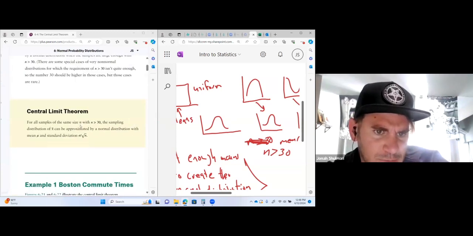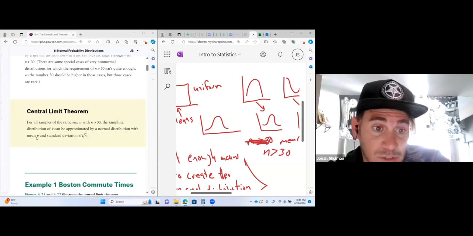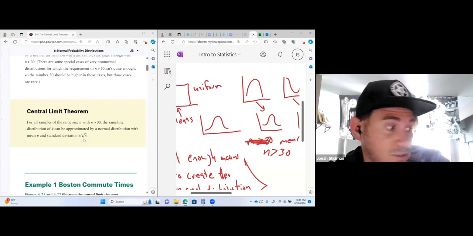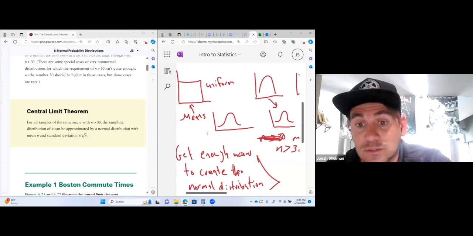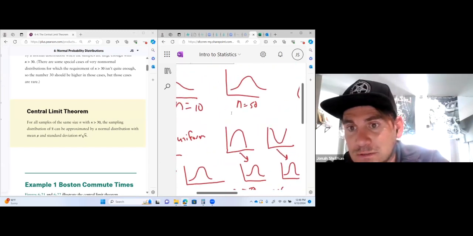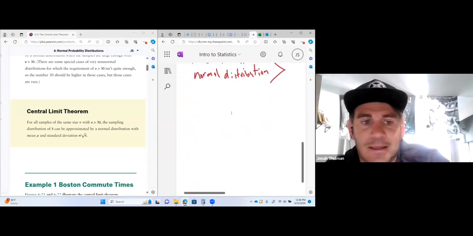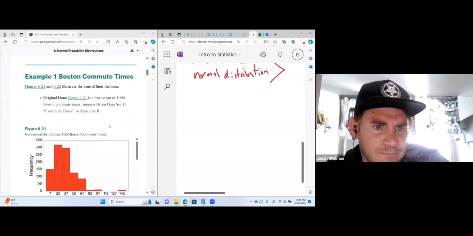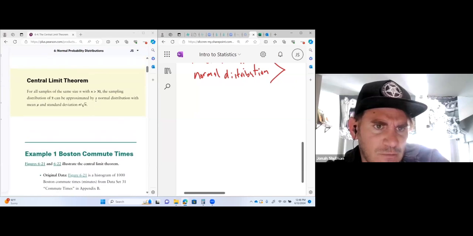For all samples of the same size n, with n greater than 30, the sampling distribution of x bar can be approximated by the normal distribution of the mean with the standard deviation over the square root of n. So we just need n bigger than 30 to use this. As long as our n is bigger than 30, guess what we can do? We can make one of these curves, and it doesn't matter how crazy the population looks. Okay, let's jump right into an example. We've got the tail on the right, it's right skewed, right? We've got right skewed here.